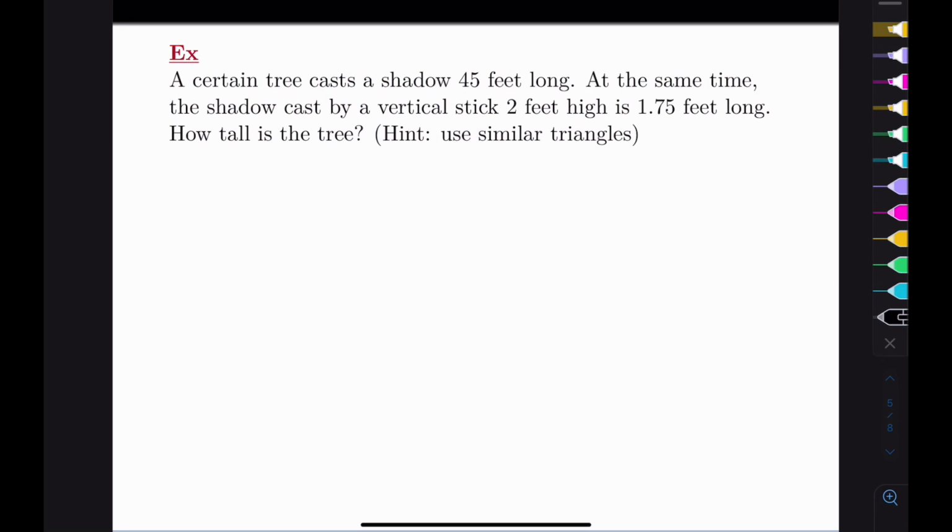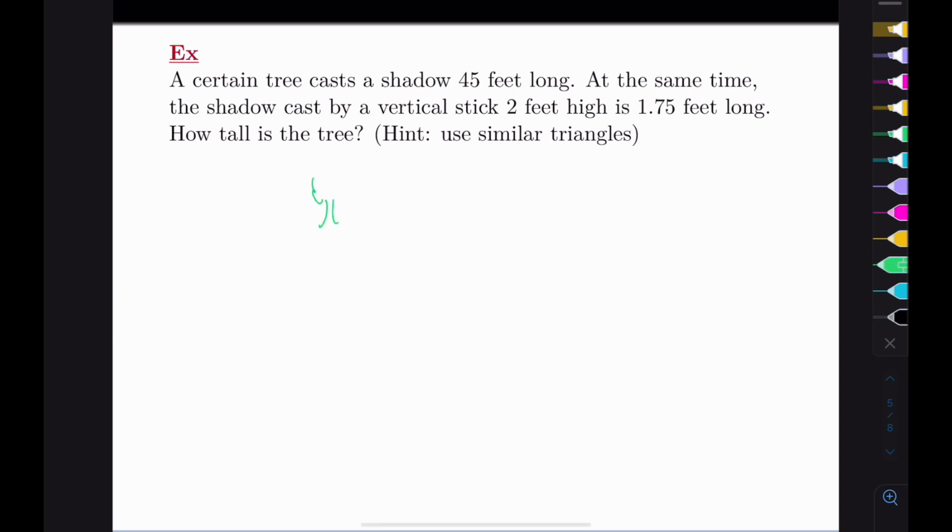Let's try one more word problem. We're told a tree cast a shadow that's 45 feet long, and at the exact same time, a shadow cast by a vertical stick that's 2 feet high is 1.75 feet long. Our goal we want to figure out is how tall is our tree, and we want to use similar triangles to do this. So I'm going to draw a little picture.